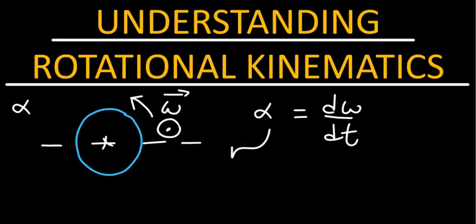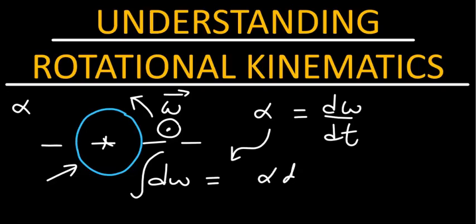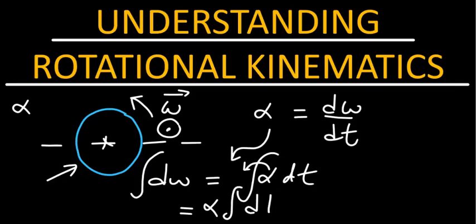Now we can rewrite this derivative equation in terms of an integral in the following manner. The integral of d omega, omega being the angular velocity of that rotating cylinder or disk, equals the integral of alpha dt. However, we know that alpha is a constant because we are talking about rotational kinematics, so this alpha can be taken out of that integral sign, giving you alpha times the integral with respect to time.